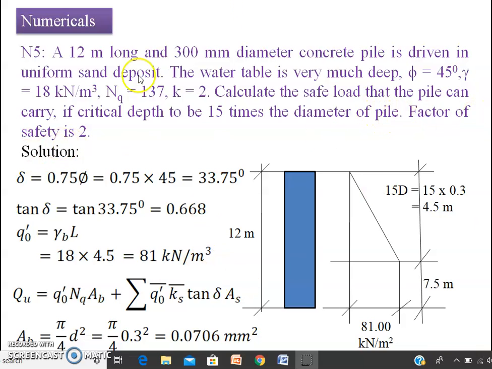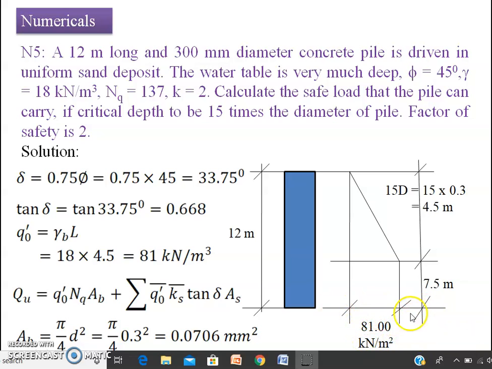In this case, what happens? The water table is said to be very deep, which means there will be no effect of the water table on the shear strength of your soil. So up to the critical depth, that is 15 times the diameter, the pressure distribution will be linear and after that it will become constant. If we calculate the depth here, 15 times D equals 15 times 0.3, 4.5 meter. Up to a depth of 4.5 meter there is a linear distribution and below that there is a constant distribution of the shear strength.